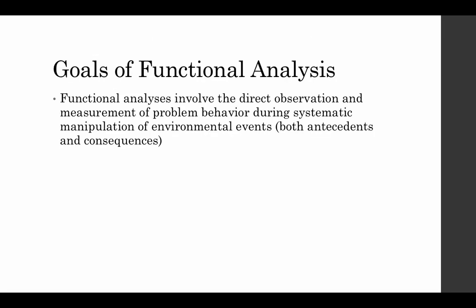So, just summarizing everything we've talked about, functional analyses involve the direct observation and measurement of problem behavior during systematic manipulation of environmental events. So let me say that again. That is a definition of functional analysis. They involve direct observation, yes, and systematic manipulation. So you are observing and you're manipulating the environment, both antecedents and consequences, to see what's going on.